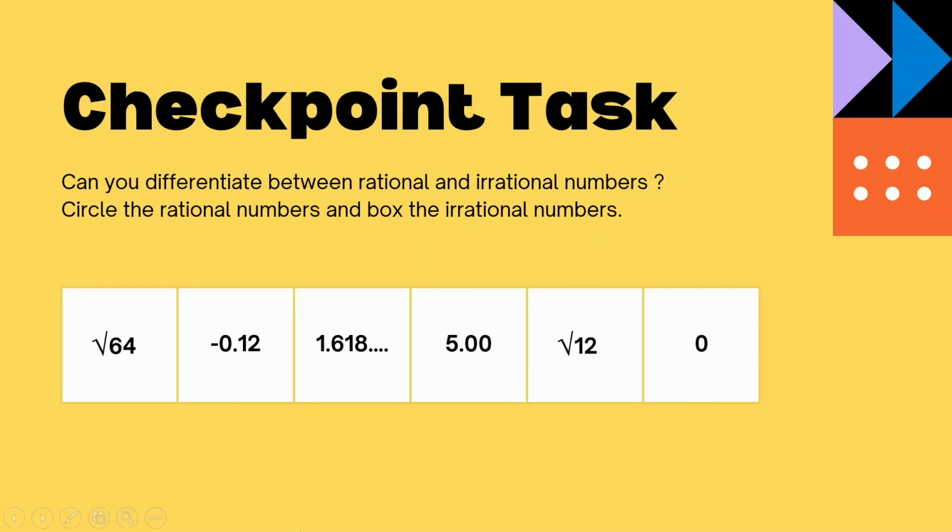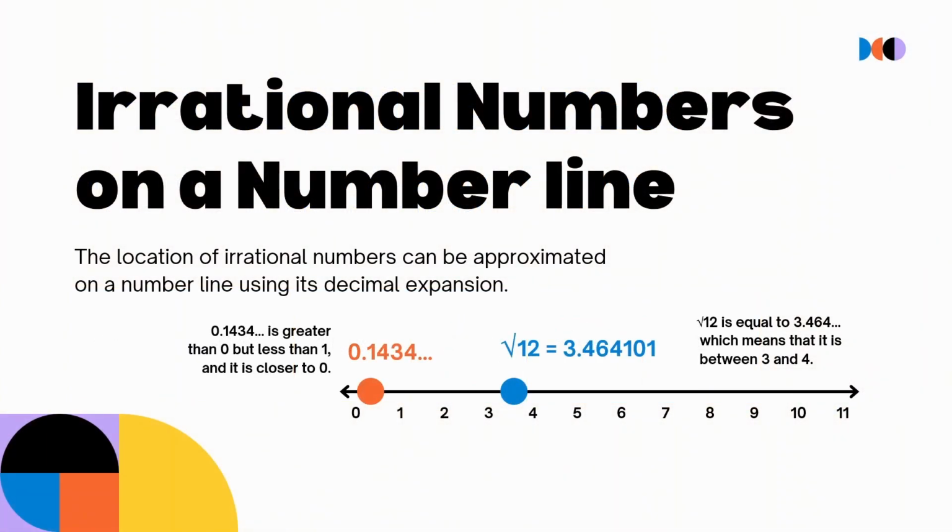So now you need to find out which are the rational numbers and which are the irrational numbers. I have just done one for you. Root 12 is an irrational number, and 5 is a rational number. You need to do similarly, and just share the screenshot with me, and I'll tell who has done well.